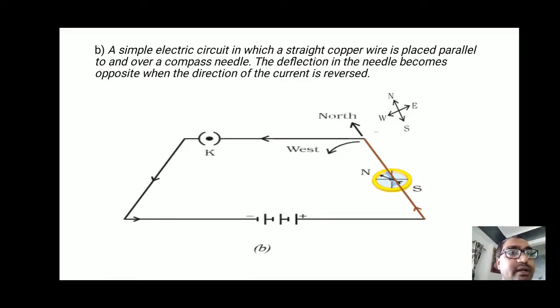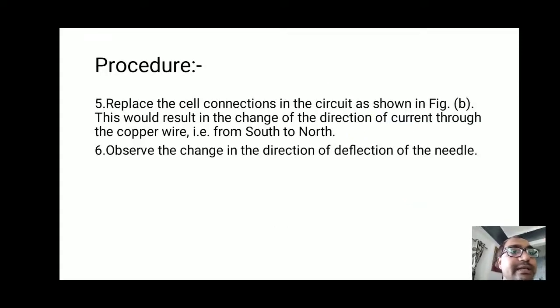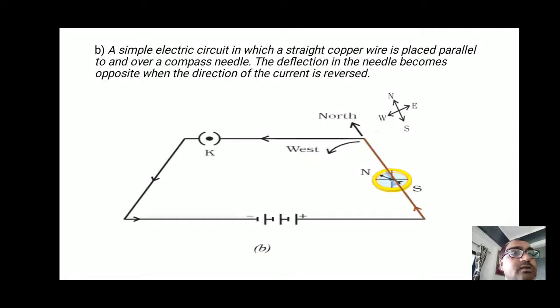Let me repeat it again. Here you can see that the compass is in the north direction like this. Now students, when current passes, it deflects towards this west direction, this side. I repeat, when current passes from the positive to the negative terminal, as you can see in the circuit, the compass needle deflects towards the west side. This is the west deflection in case B.